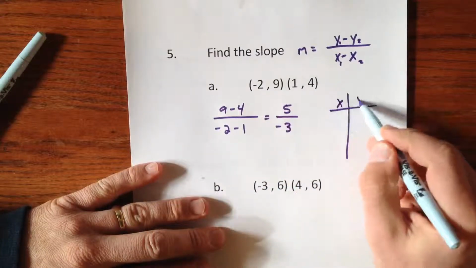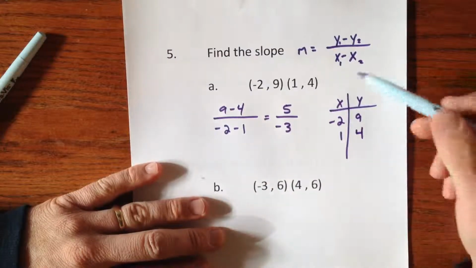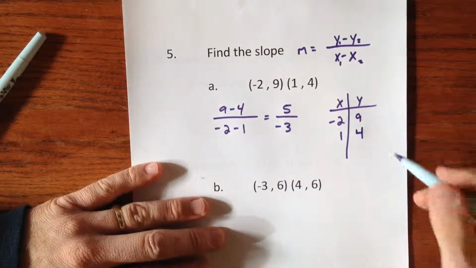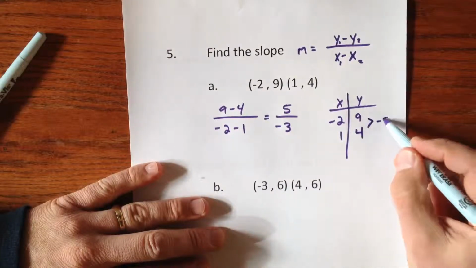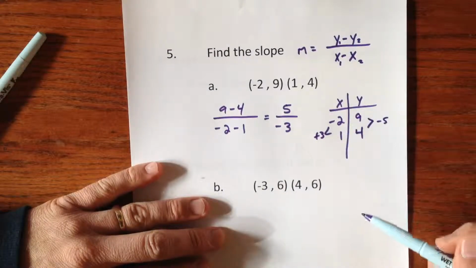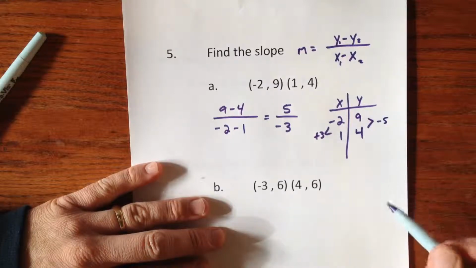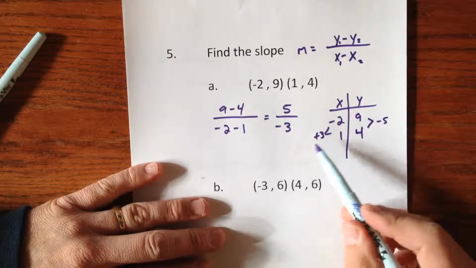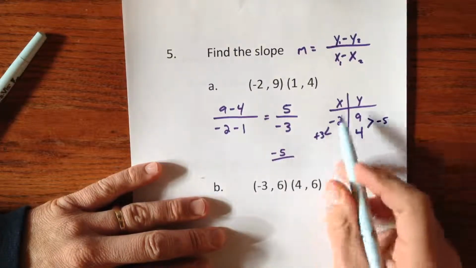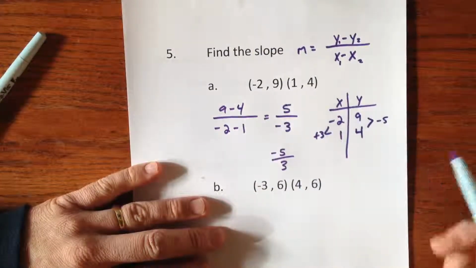Other thing we've done to make sure and keep our x's and y's straight: an xy chart is nice because it organizes and really separates your y's and your x's, and you can think about, okay, this went down 5, this went up 3. The difference between those, looking at how much did y change, how much did x change. So the change of y is negative 5, the change of x is positive 3. It's the same thing, it's still a negative 5/3.